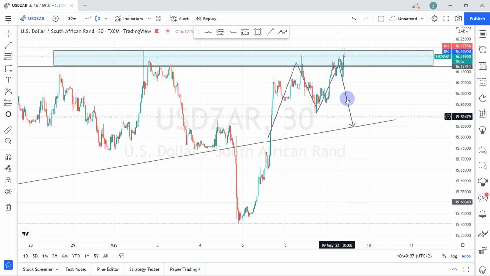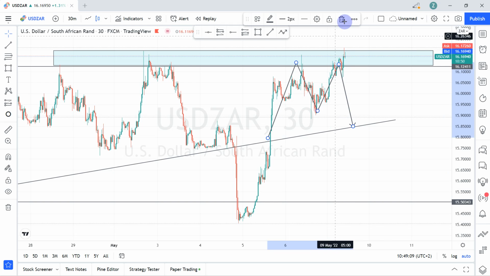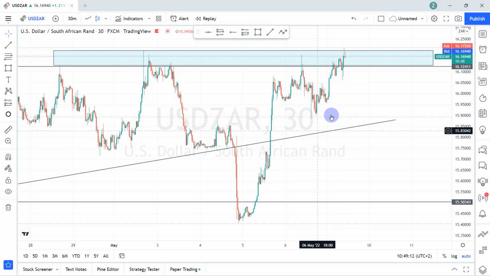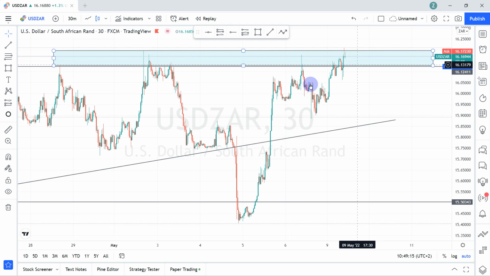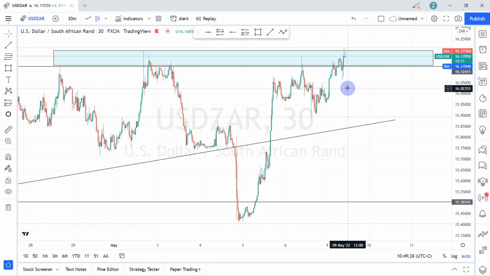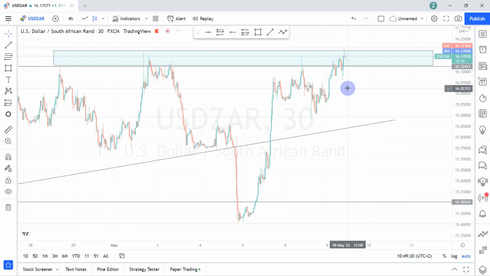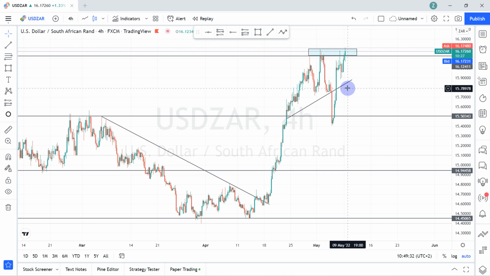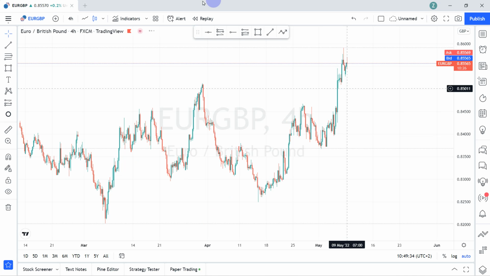So wow. We're going to see what the market does, and we're going to cater for every scenario that we come across. So let's move to another pair, which is the EURGBP pair.